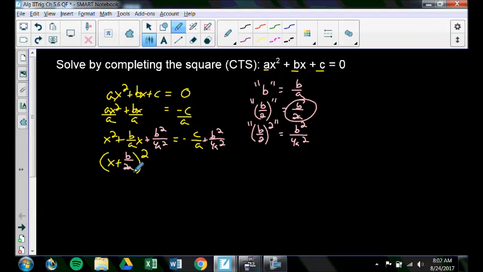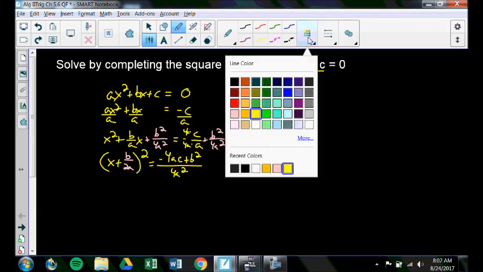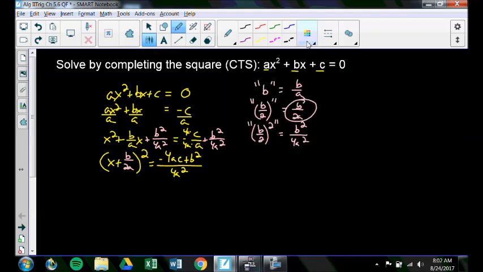And over on the other side, I want to get a common denominator. So I'm going to multiply the top and the bottom by 4a. I'm going to multiply this by 4a on top and 4a on the bottom to get a common denominator. So I have minus 4ac plus b squared over 4a squared. I'm now pretty close to completing the square with this puppy. I'm going to square root both sides.